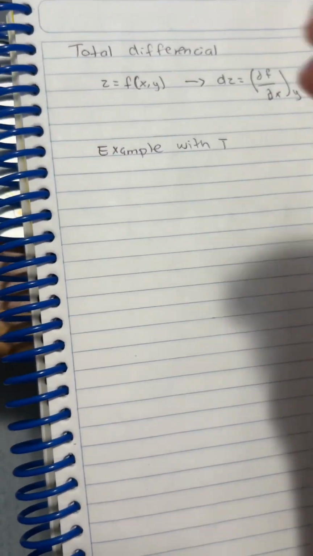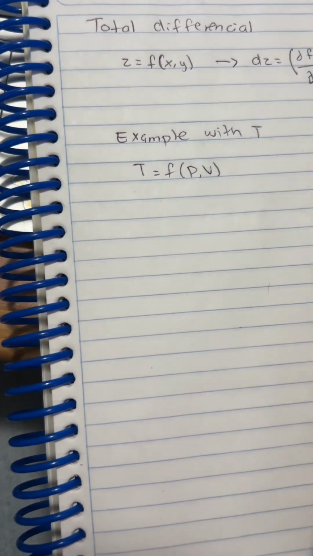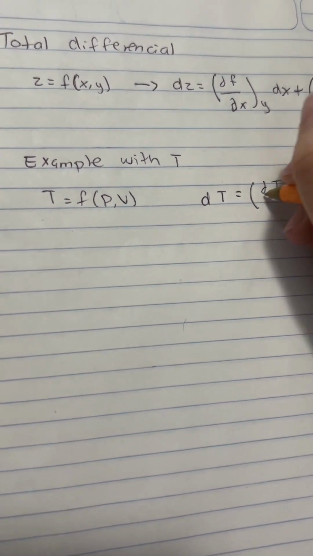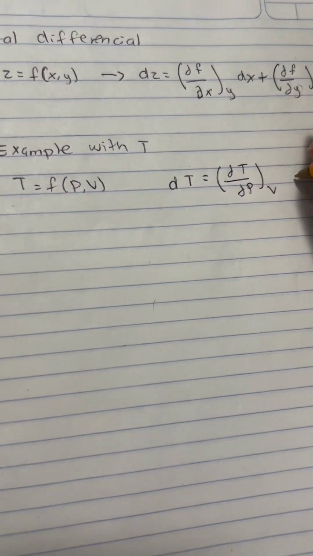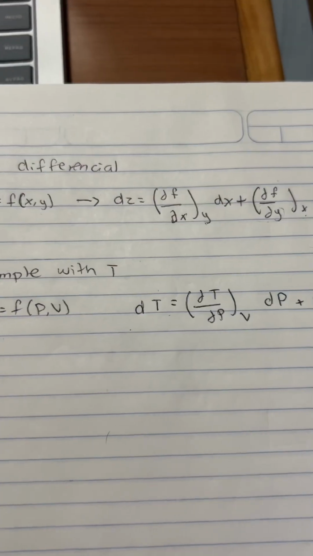So now, what happens when the temperature depends on the pressure and the volume? Well, we have temperature as our function, and we are going to write the exact differential. The total differential is the partial of temperature with respect to pressure at constant V, plus the partial of temperature with respect to volume at constant P. And in this case, dT is the total temperature differential.